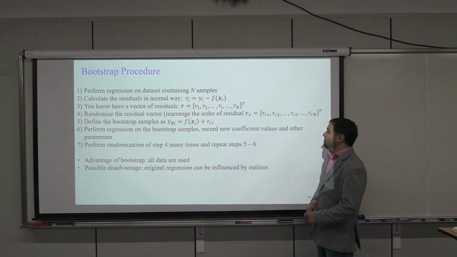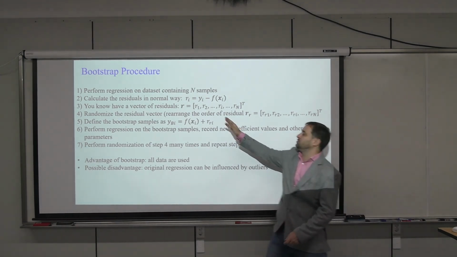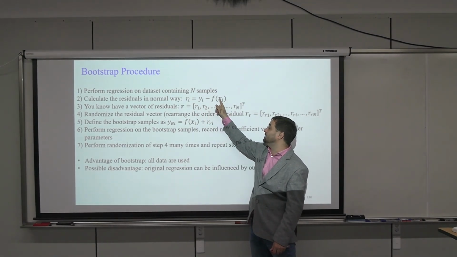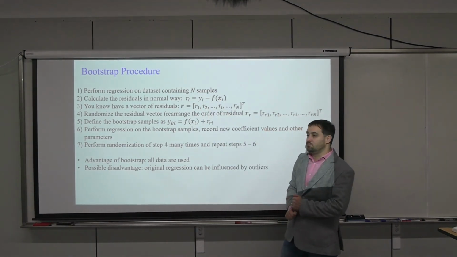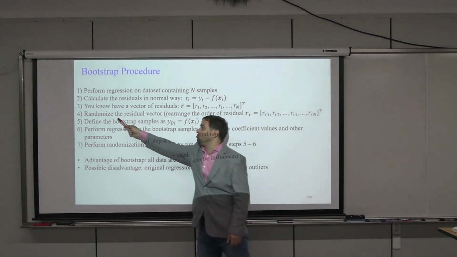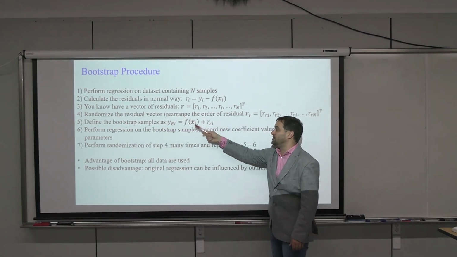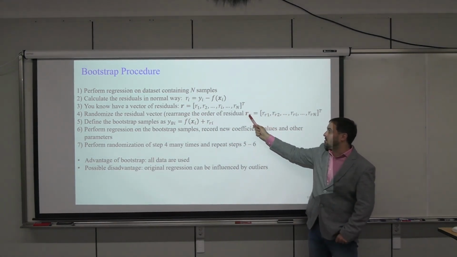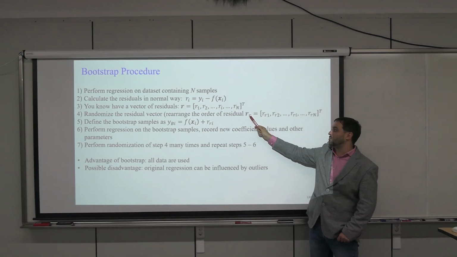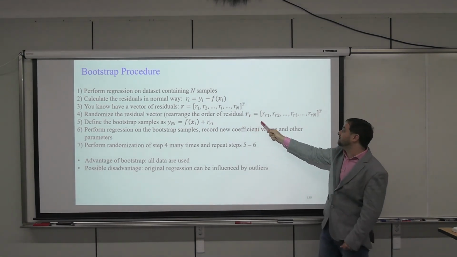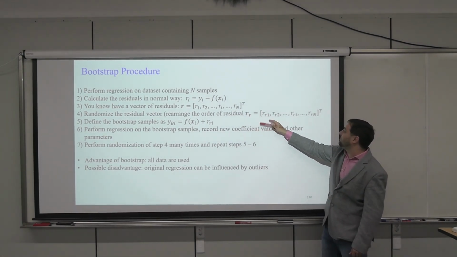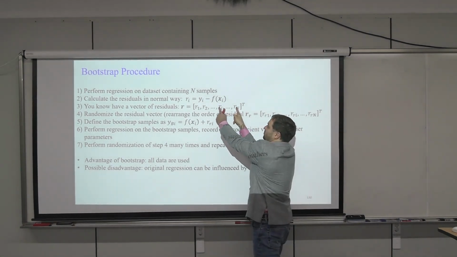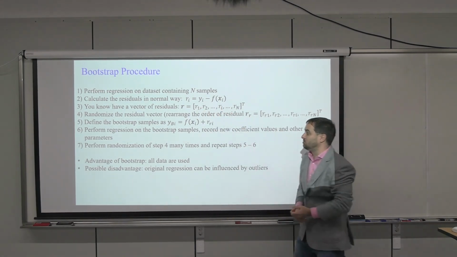Now in bootstrapping, these residuals are ordered. They correspond to each xi. With bootstrapping, what you do is you randomize the residual vector. So basically you rearrange the order of the residuals. I'm going to call it our residual vector R with subscript R, meaning randomized. So now we still have n residuals, but you've rearranged the residual vector.